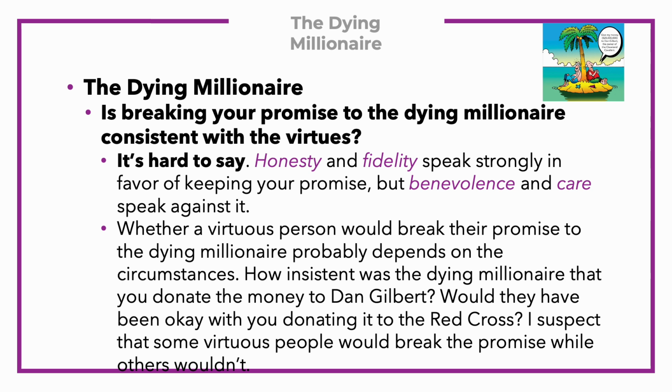Again, I think that whether a virtuous person would break their promise probably depends on the circumstances. In this case, I'm inclined to think the virtuous person might privilege the needs of the dying children over the needs of the Cavaliers, but I'm not insistent on that. I think somebody could virtuously give the money to Dan, probably. But we might ask ourselves questions like, how insistent was the dying millionaire that you donate to Dan Gilbert? Would they have been okay with you donating to the Red Cross? Do you have any sense of that? So I suspect some virtuous people would break the promise, other people might not.